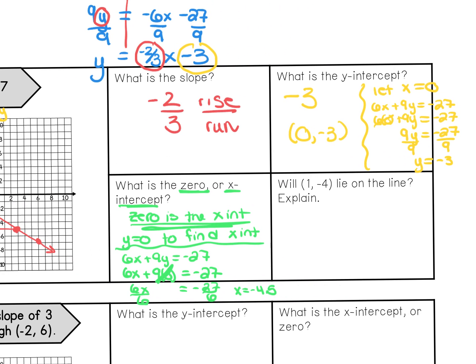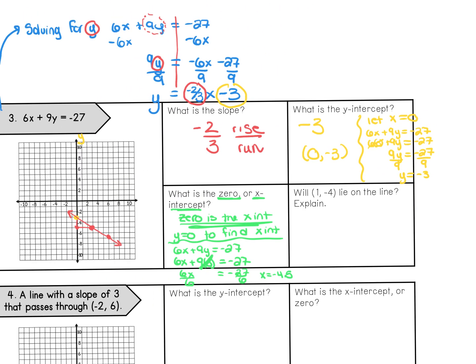And then this last part says, will (1, negative 4) lie on the line? This 1 is an x value, and this negative 4 is a y value. So if I write my equation down, 6x plus 9y equals negative 27, I can plug the x value in and the y value in. So 6 times 1 plus 9 times negative 4 equals negative 27.